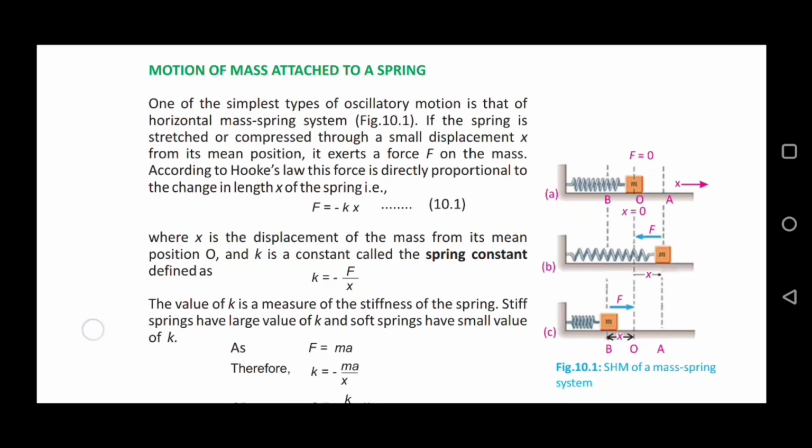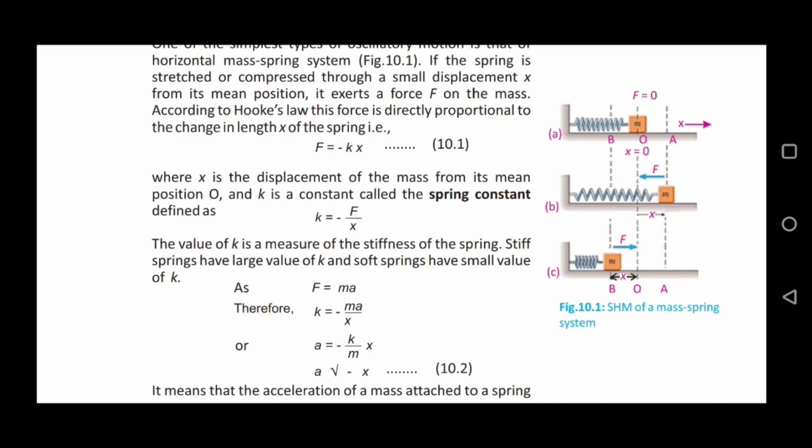In figure B, the force direction is from A to O, but displacement direction is from O to A. There is an opposite direction between these two factors. And in figure C, the force direction is from B to O, but displacement direction, not distance, is from O to B. So there are opposite directions in these two cases, so there is a negative sign.